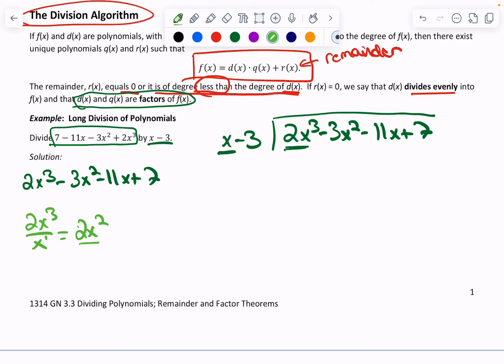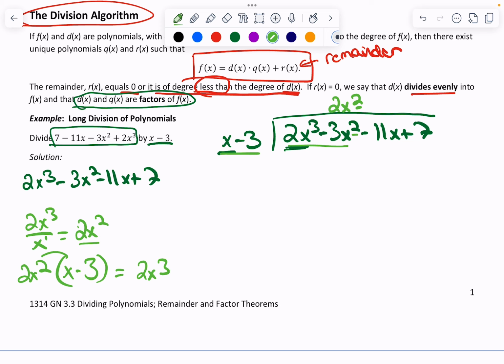Now, this 2x squared goes on the top, in the same degree. So notice this is a 2 and this is a 2. Now, for us to know what we're going to write under these two, we're going to have to take the 2x squared and multiply it by the divisor, x minus 3. So we need to distribute. 2x squared times x is 2x cubed, and 2x squared times minus 3 is minus 6x squared.